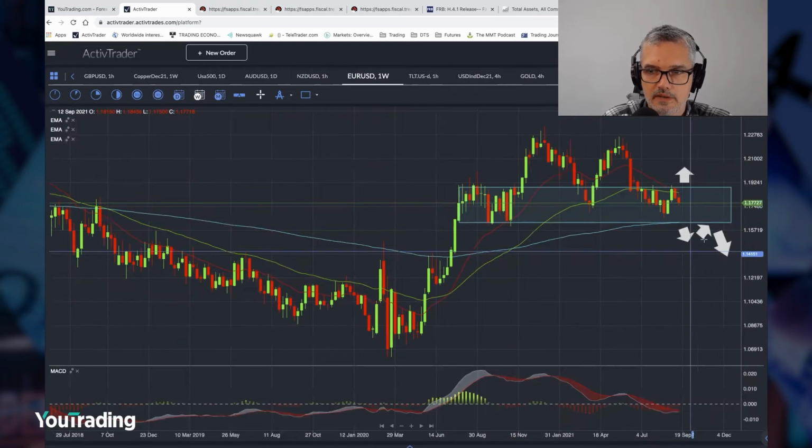Going to the euro dollar, kind of sideways action on the weekly. So I'm not really seeing anything easy to trade there.